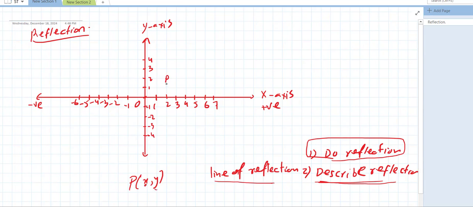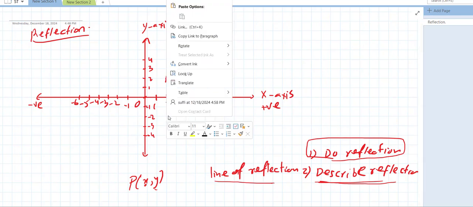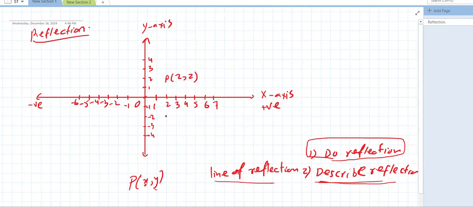For example, for this point P, if you take it to the horizontal, it will go to 2 and to 2. So the position is 2, 2 for this one. Now, if your line of reflection is the x-axis, how would you do the reflection? This point is 2 steps away from the x-axis, so after reflection, it should be 2 steps away on the other side of the x-axis. Now what will it become? In this case, it will be 2, minus 2.